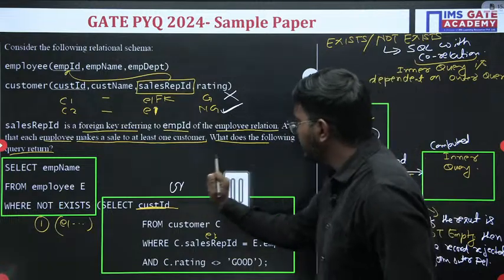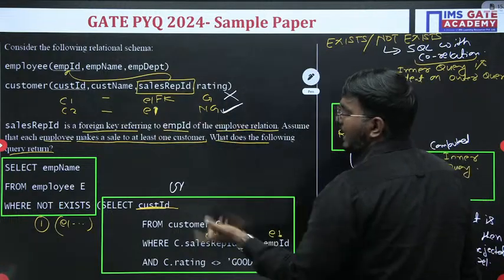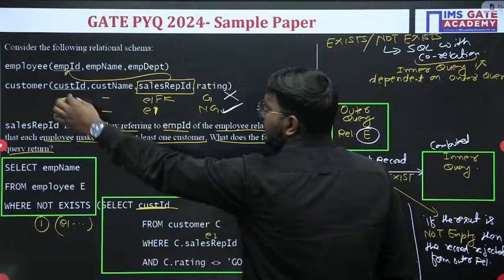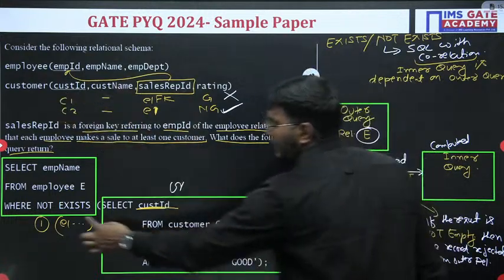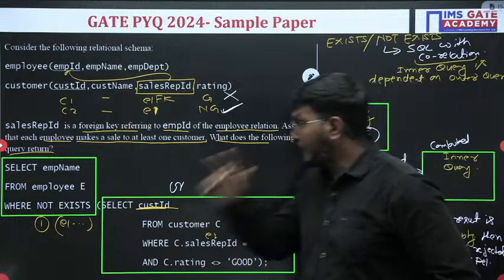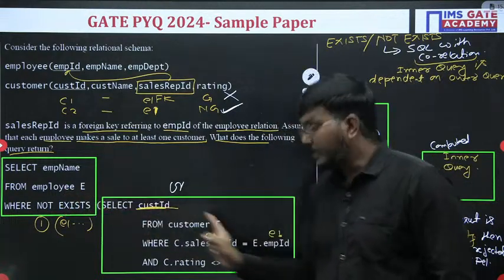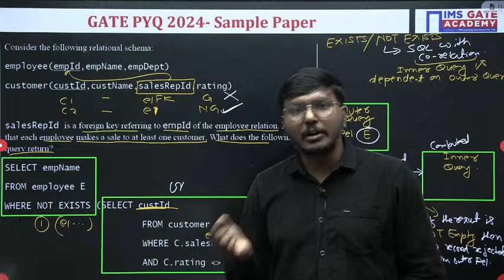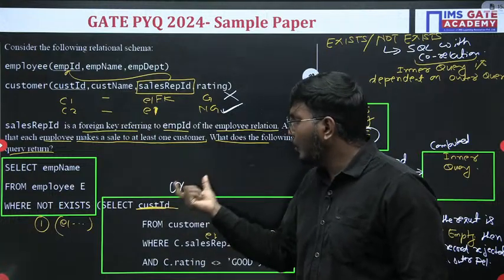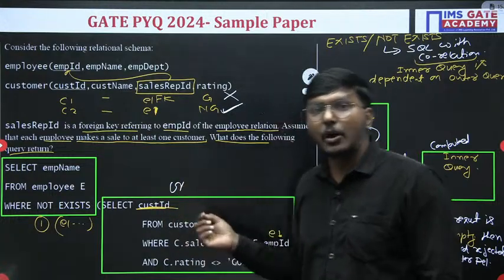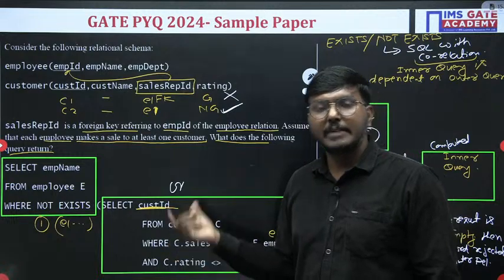After all this execution, let's assume for now the customer table has two records, and for the first record of the employee table, the result of the inner query is not empty. Why is it not empty? Because the result has one customer ID, C2. If it is not empty, what does this mean?